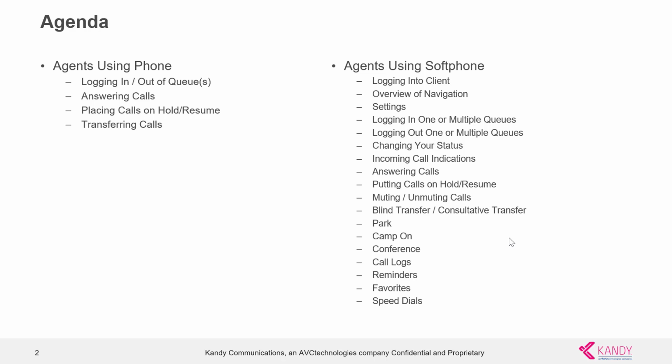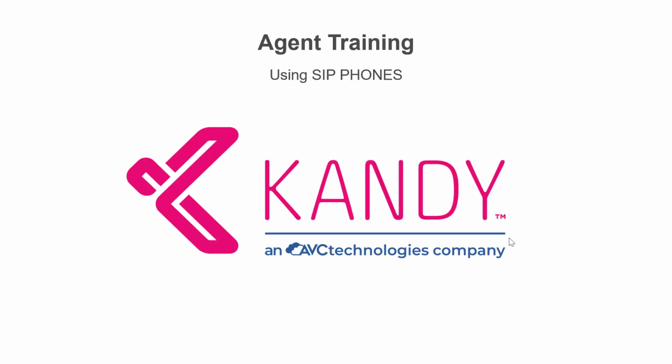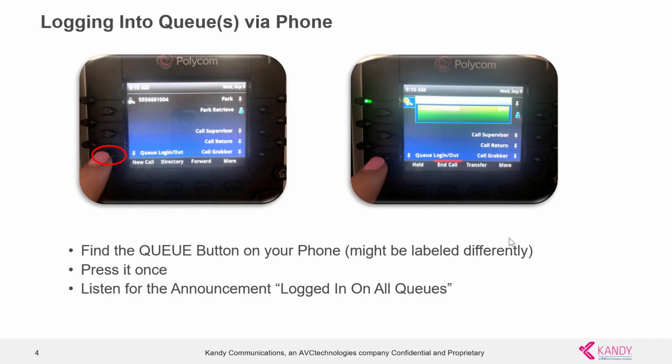We'll show you incoming call indications, show you how to answer calls, put calls on hold, resume those calls, how to mute and unmute calls, and we'll talk about transferring, both blind and consultative. We'll also talk about Park, Camp On, Conference, show you call logs, show you reminders, favorites, and speed dials. So let's get started with agent training using SIP phones.